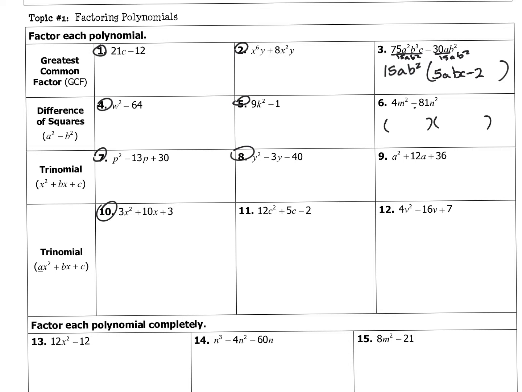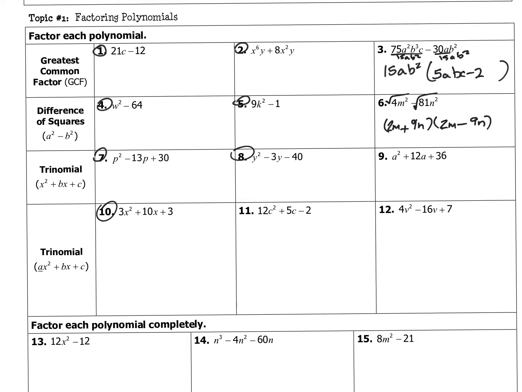And a difference of squares is written as 2 binomials. One's addition, one's subtraction. And the square root of the first term is what goes in the first position in both binomials. And the square root of the second term is what goes in the second position in both binomials. So that's going to be 9n. There we go. 2m plus 9n, 2m minus 9n.